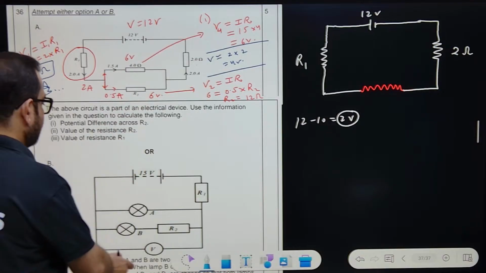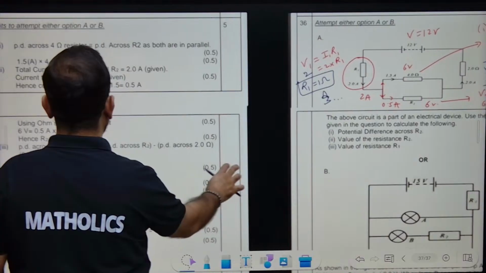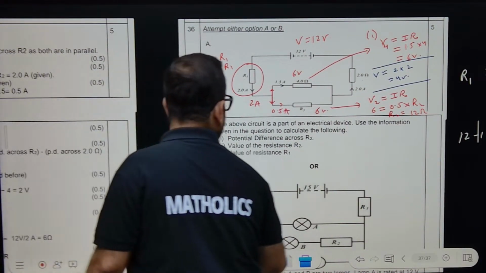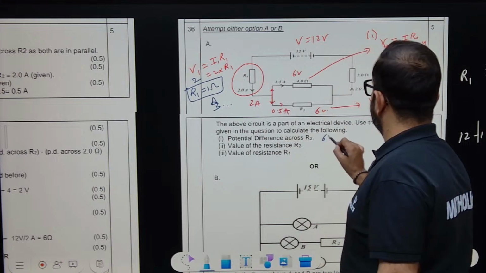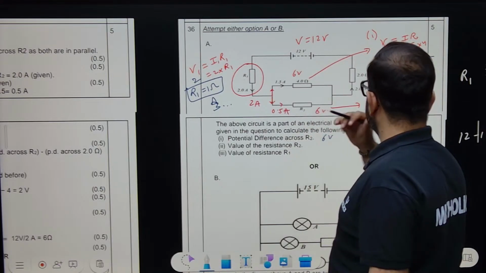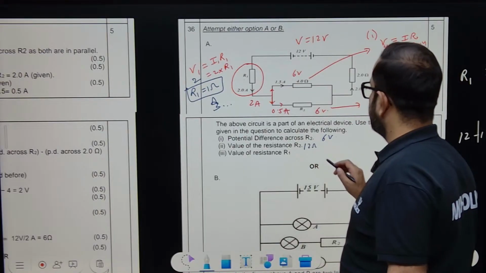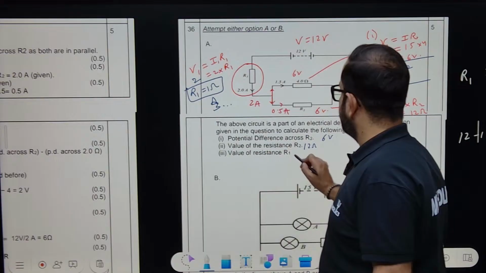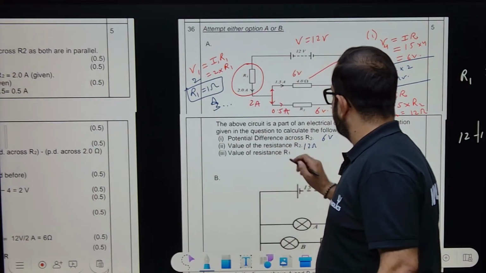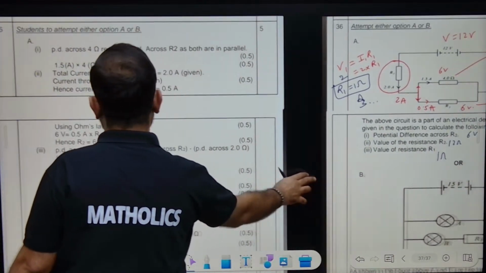Okay, so let's check the answers first. Answers are potential difference across. First part, 6 volt. Okay, first part we calculated 6 volt. Second part, value of resistance R2. R2 we calculated how much? 12 ohms. Okay. And R1 we calculated 1 ohm. Okay. So 6, 12 and 1.